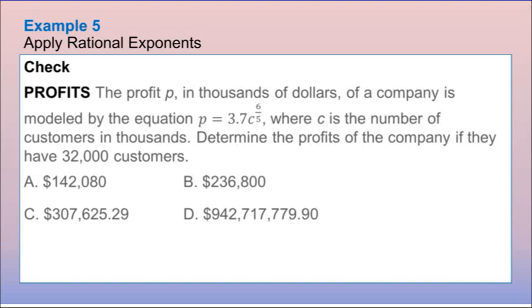Next, the profit P in thousands of dollars of a company is modeled by the equation P equals 3.7 times C to the 6/5, where C is the number of customers in thousands. Determine the profits of the company if they have 32,000 customers. So 32,000 raised to the 6/5. So if I did 32,000 raised to the 6/5, and then multiply that by 3.7.